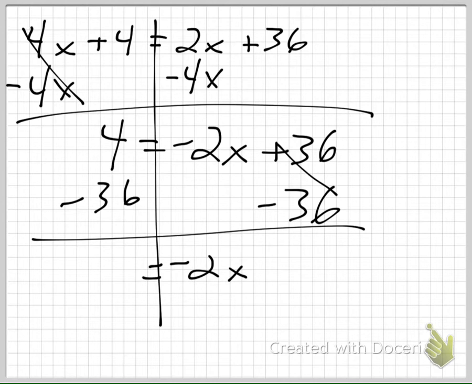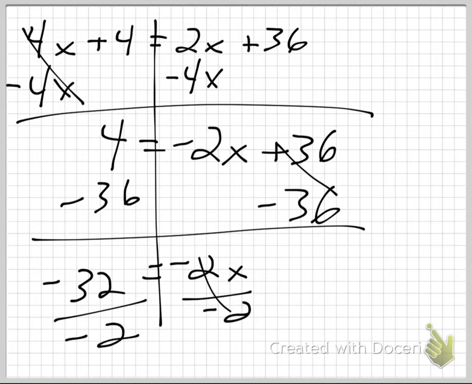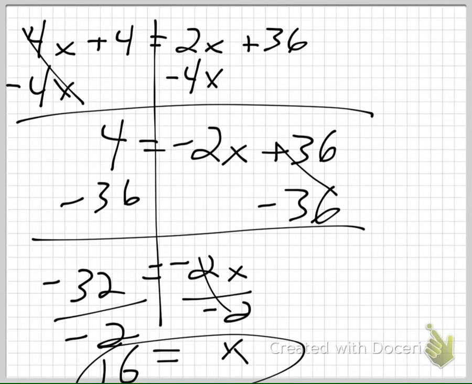Now what? Subtract 36. Negative 2x equals, what is 4 minus 36? Negative 32. Divide by negative 2. X equals negative 32 divided by negative 2 is 16. It's still the same answer. Does that make sense? It doesn't matter which way you do it. This way is just dealing with negatives all the time. Does anybody here prefer to deal with negatives? I don't. It's not my preference.